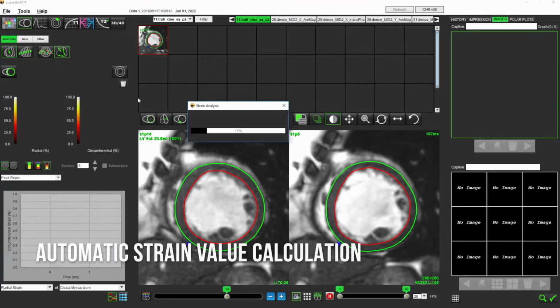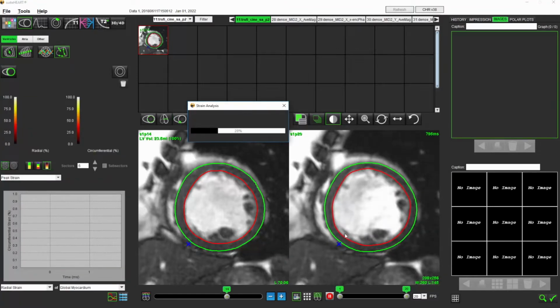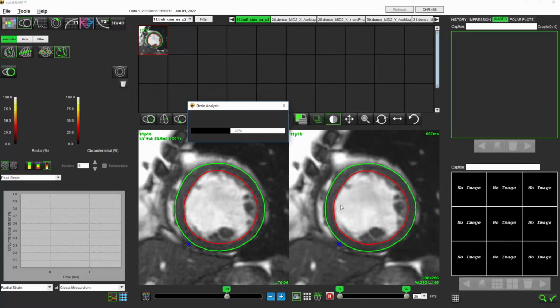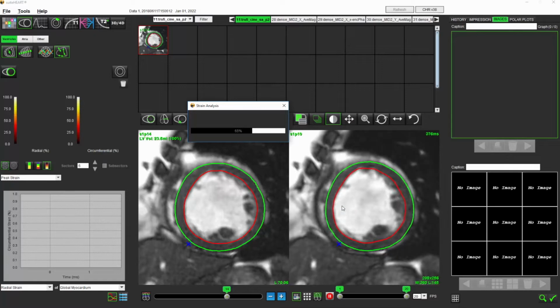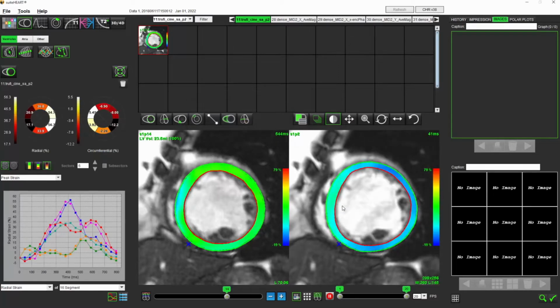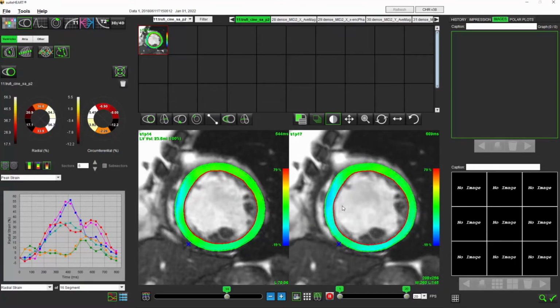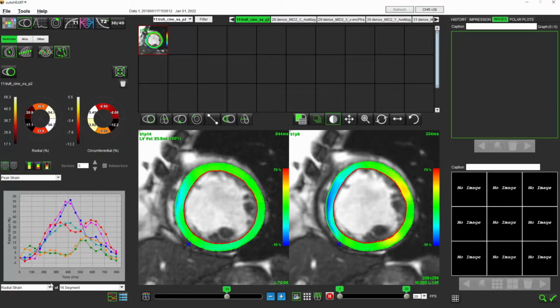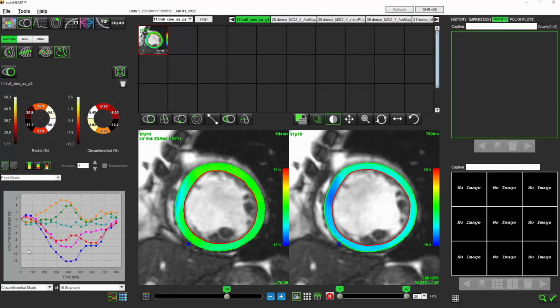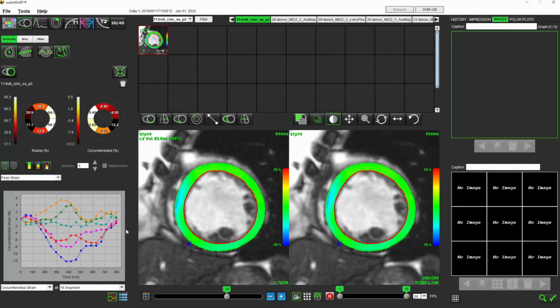automatically. While that's happening, take a look at the asynchronous contraction and see how well the endocardial and epicardial contours are drawn. The quality of the strain image is critically dependent on the quality of these contours. Now here you can see a map of what I'll show is circumferential strain for each of the 6 segments.